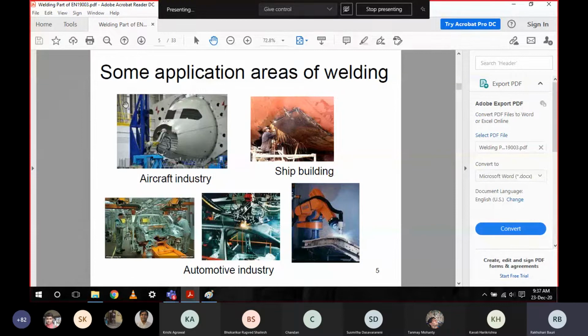Now, these are some of the examples of welding. Here you can see that with the help of welding, they are repairing a larger ship. Here some aircraft industry, here automobile industry.